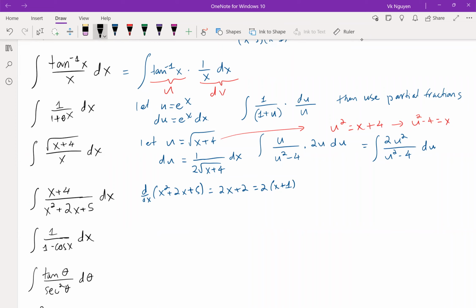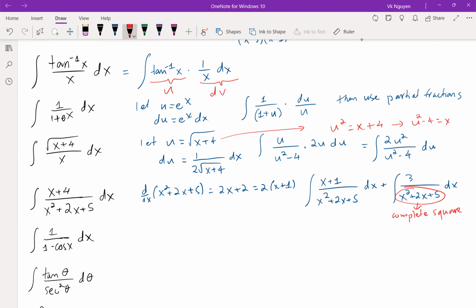We can split this into the integral of x plus 1 over x squared plus 2x plus 5 dx plus the integral of 3 over x squared plus 2x plus 5 dx. If we cannot factor the bottom, we can always complete the square. For this one, complete the square. And that will get us somewhere.